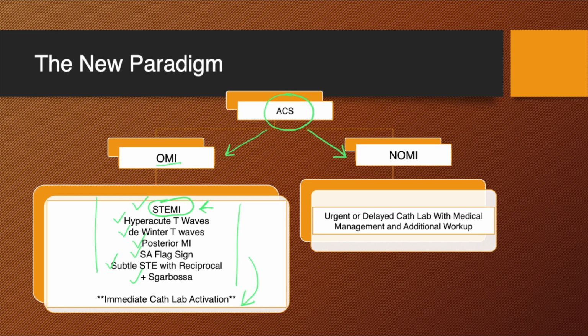Now, if they don't necessarily fall into these paradigms, they may fall into something called the NOMI, or a non-occlusion myocardial infarction, and we would treat these very similar to the NSTEMI, where they may have urgent or delayed cath lab activation with medical management and additional workup, such as cardiac enzymes and serial 12-lead ECGs.